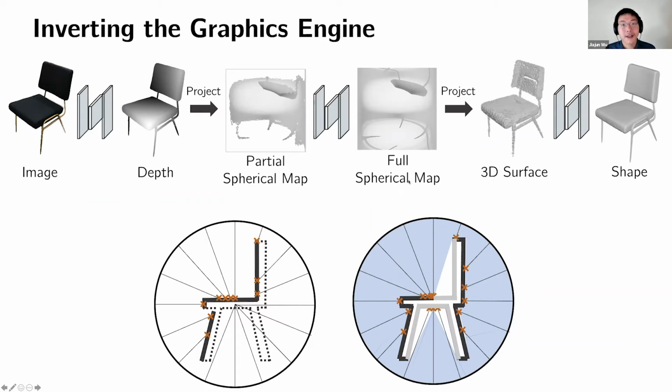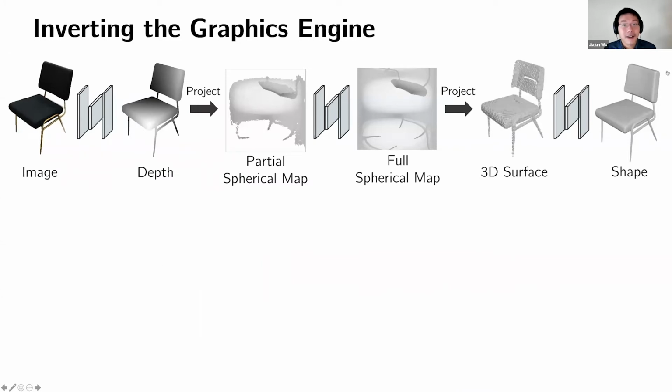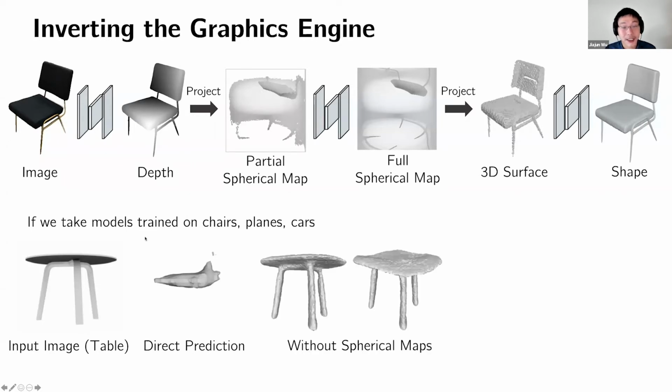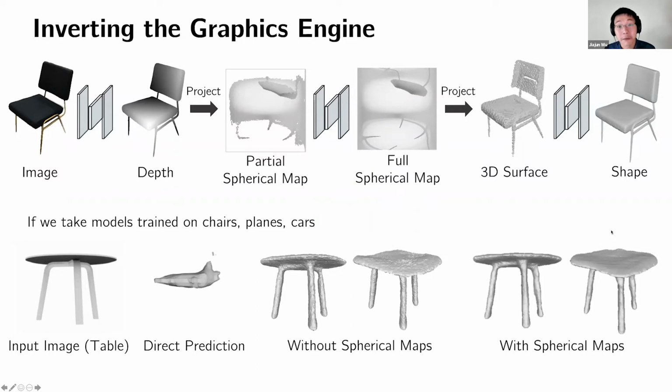Okay, so here you're introducing another representation, the spherical map representation, to help the system focus more on the surfaces, which is what really matters in computer graphics, but also really matters to human perception. Now, with this final system, if we take a model trained on chairs, planes, and cars and test it on this table, this is what you get before: direct prediction, without spherical maps, and with spherical maps.